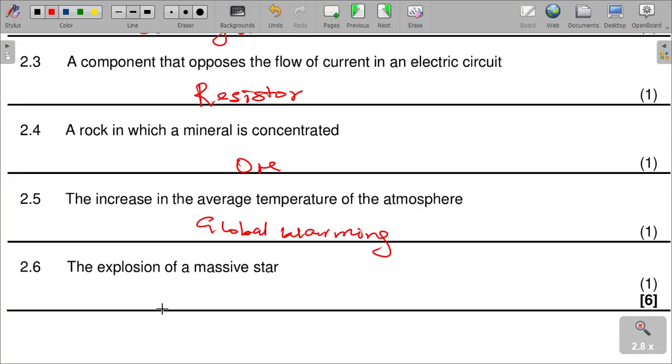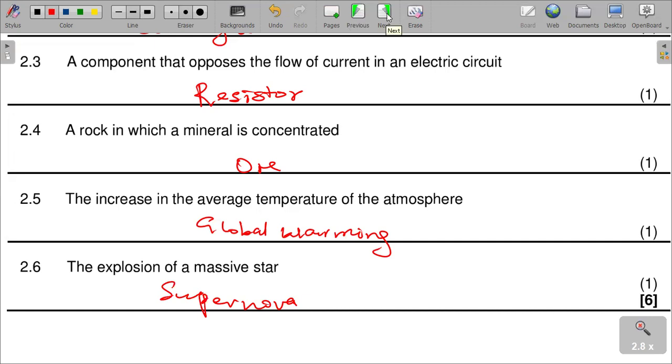And then number 2.6, it is the explosion of a massive star. The explosion of a massive star, we call that what? It's called supernova. Explosion of a massive star is called supernova. So please, let's keep in touch and don't lose this.